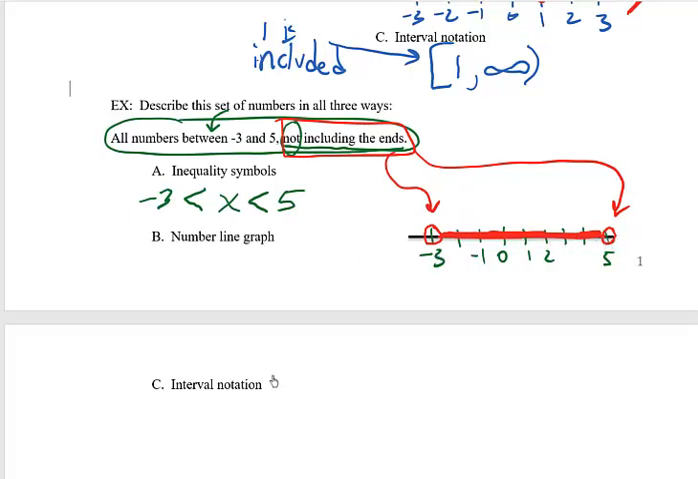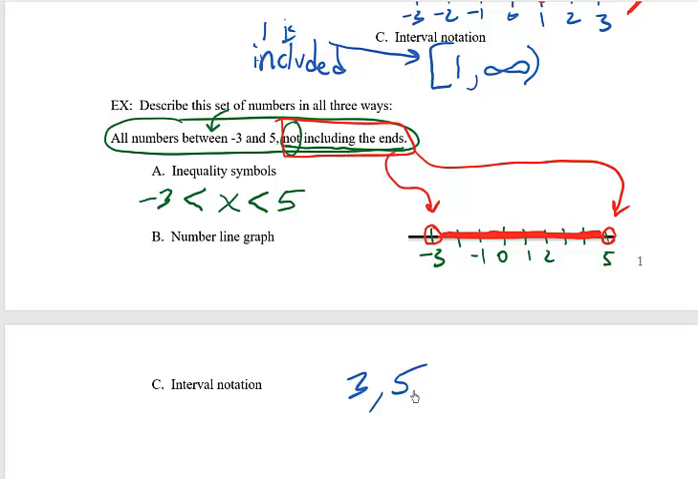Lastly, let's see if we can figure out the interval notation for this set of numbers. Remember, the easiest way to get the interval notation is to look at the number line picture. I take the number that is part of that red graph farthest to the left, that would be the -3, then a comma, the number that's farthest to the right, that would be the 5, and then surrounding them I either put a parentheses or a bracket.